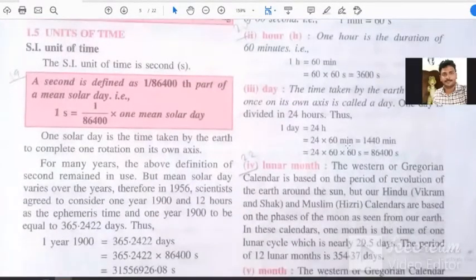Okay. Now 1 day equals how many seconds? See, 1 day equals 24 hours, as you can see. Now you're going to convert this 24 hours into minutes. So 24 into 60 minutes, that will be 1440 minutes. And now you are going to convert these minutes again into seconds. So 1 minute is 60 seconds. So again 1 day equals 24 multiplied by 60 multiplied by 60 seconds. That will be equal to 86,400 seconds.